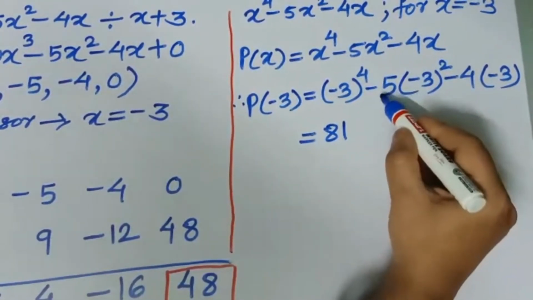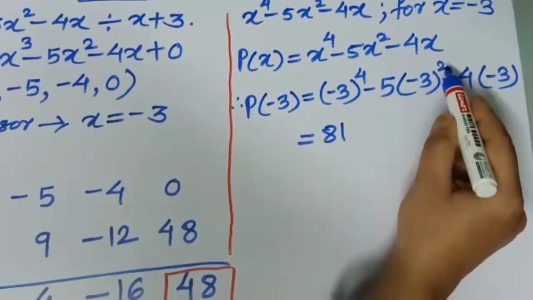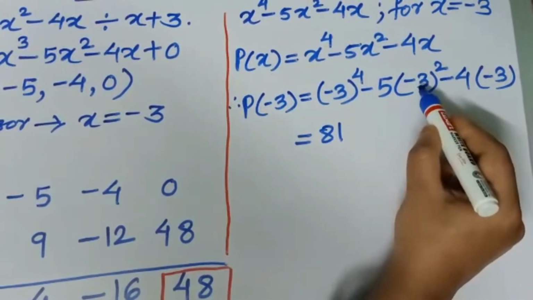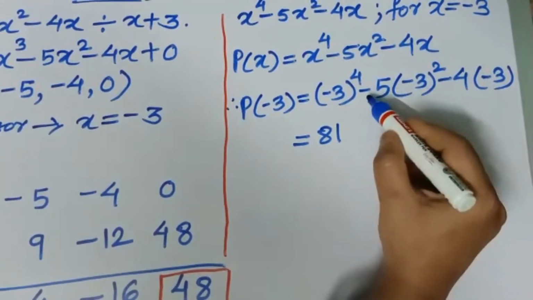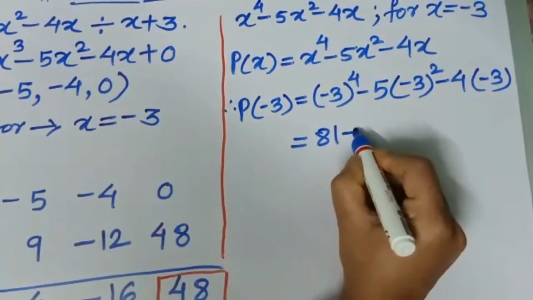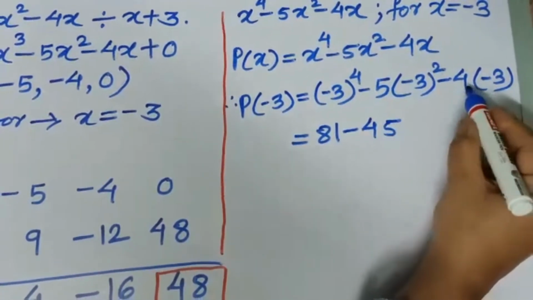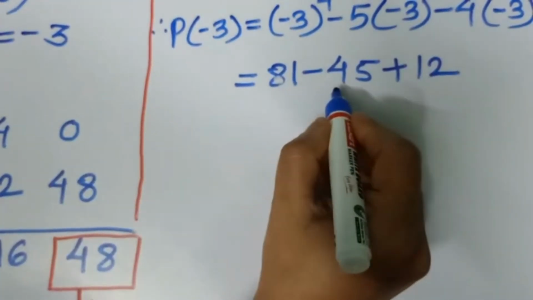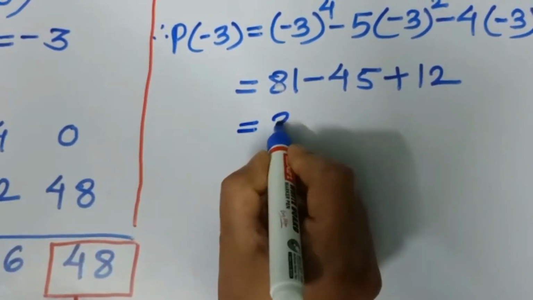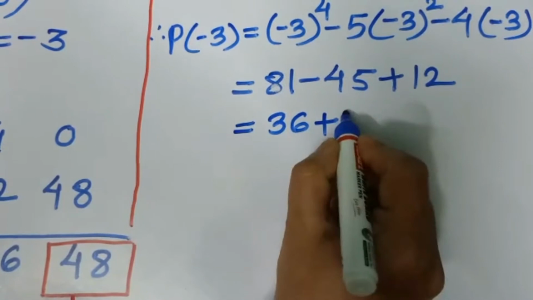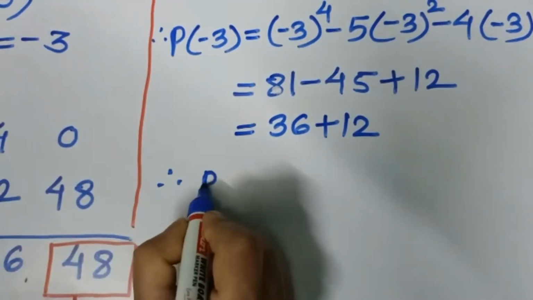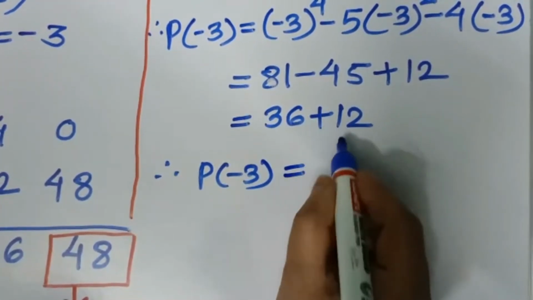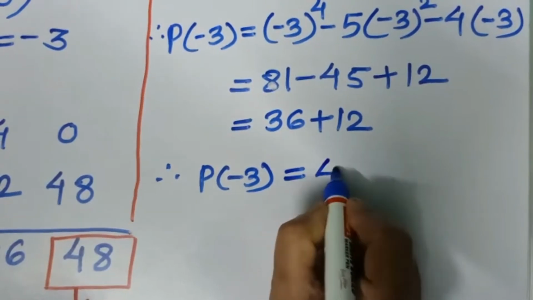Now again here minus 5 multiplied by minus 3 raised to 2. So first we are taking the square of minus 3. Square of minus 3 is plus 9. And then plus 9 means positive 9 will multiply to minus 5. So 9 5s are 45, means minus 45. Further minus 4 and minus 3, minus minus plus, and 4 3s are 12. See here 81 minus 45 is equal to 36, and here further plus 12. So here therefore p of minus 3 means polynomial in term of minus 3 is equal to 36 plus 12, that is 48.